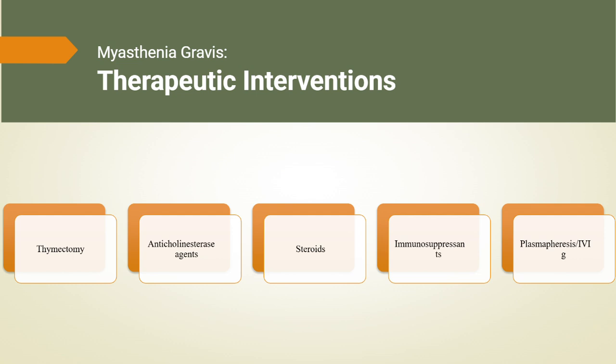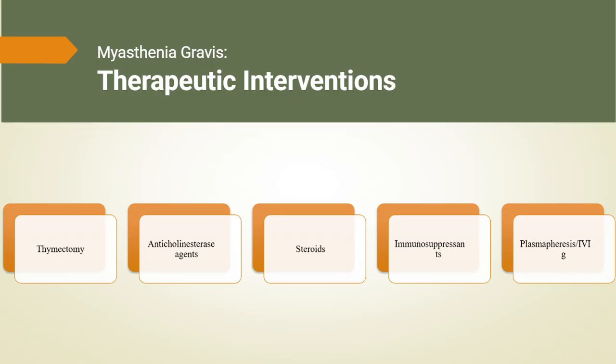Another category of treatment includes anticholinesterase agents, such as pyridostigmine, Mestinon, and neostigmine. These medications work by blocking the enzyme acetylcholinesterase, which normally breaks down acetylcholine. By allowing acetylcholine to stay at the neuromuscular junction longer, muscle contraction improves and patients notice better strength and mobility. These medications help with symptoms, but they do not treat the underlying autoimmune cause of myasthenia gravis.